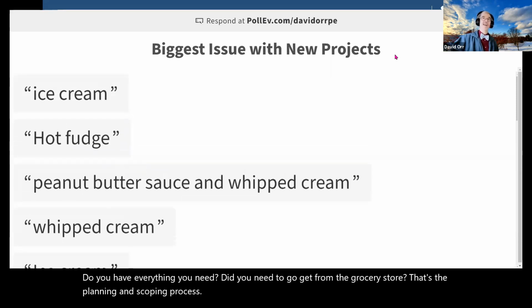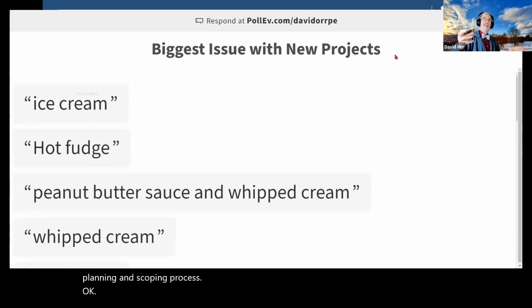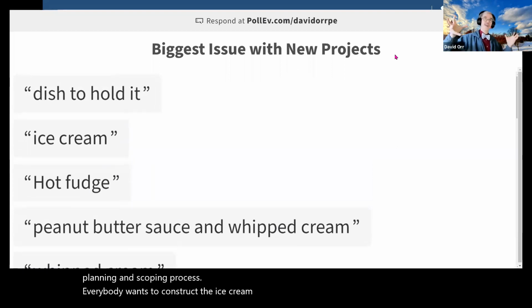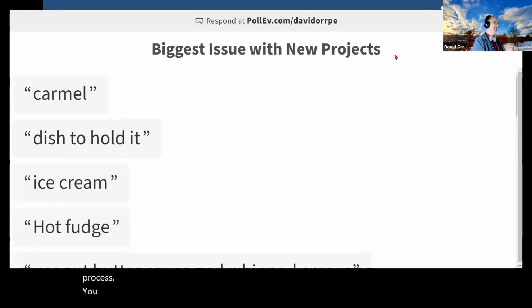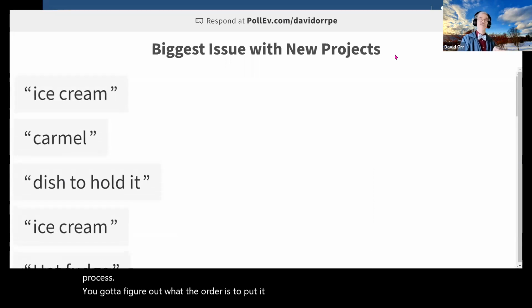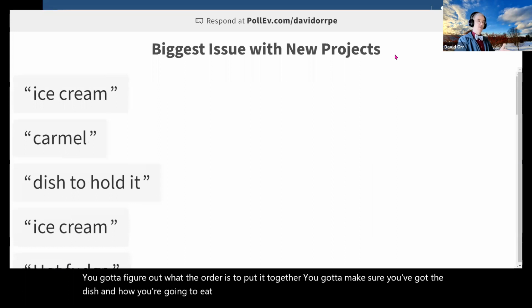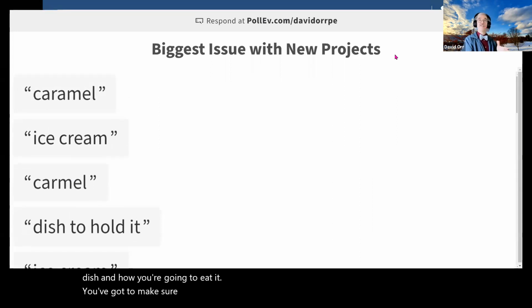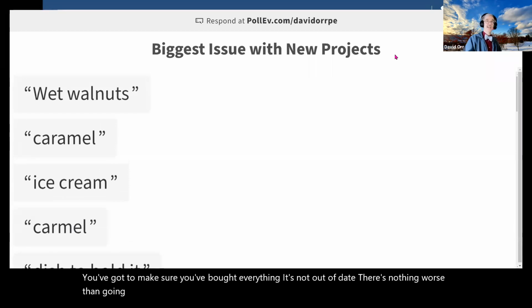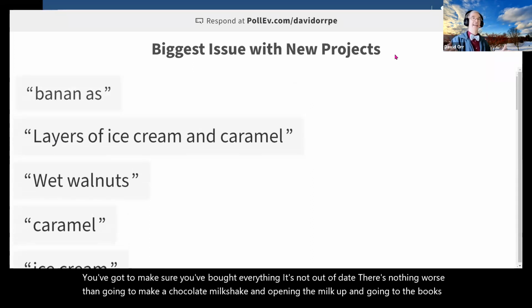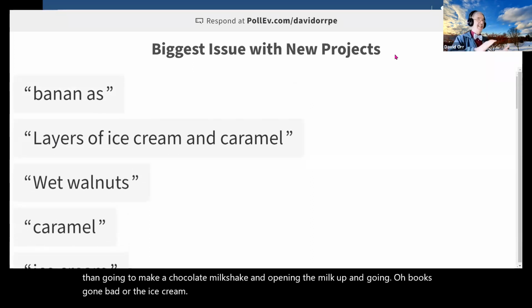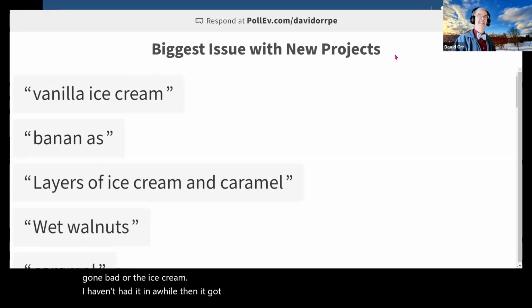Everybody wants to construct the ice cream sundae, but you got to go through the whole process. You got to figure out what the order is to put it together. You got to make sure you've got the dish and how you're going to eat it. You've got to make sure you've bought everything that's not out of date. There's nothing worse than going to make a chocolate milkshake and opening the milk up and going, oh, the milk's gone bad. Or the ice cream, I haven't had it in a while and it's just not going to taste good in a sundae.